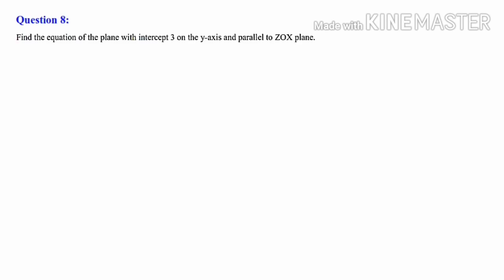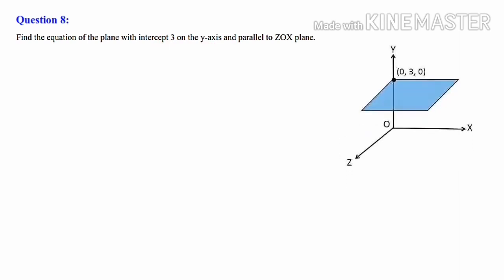Next, we shall discuss question number 8. The question is, find the equation of the plane with intercept 3 on the y-axis and parallel to the z-x plane. The given condition is intercept 3 on the y-axis, that is, the y-intercept is 3, and parallel to the z-x plane. Let's visualize the question.